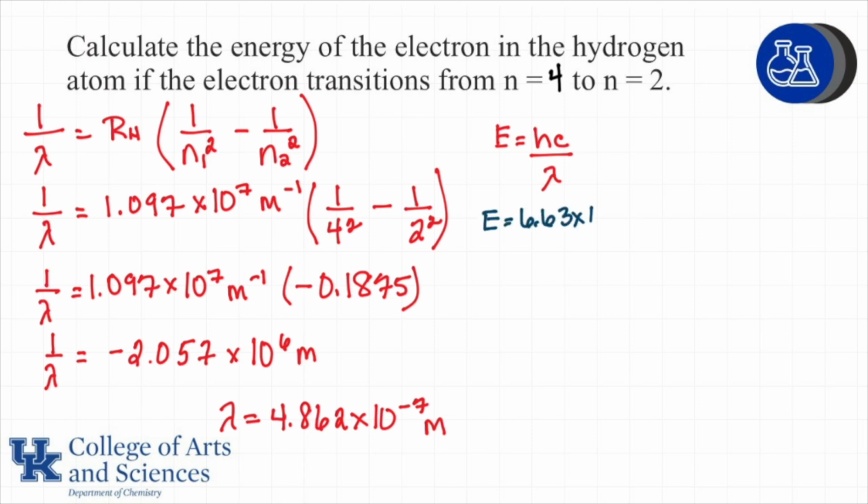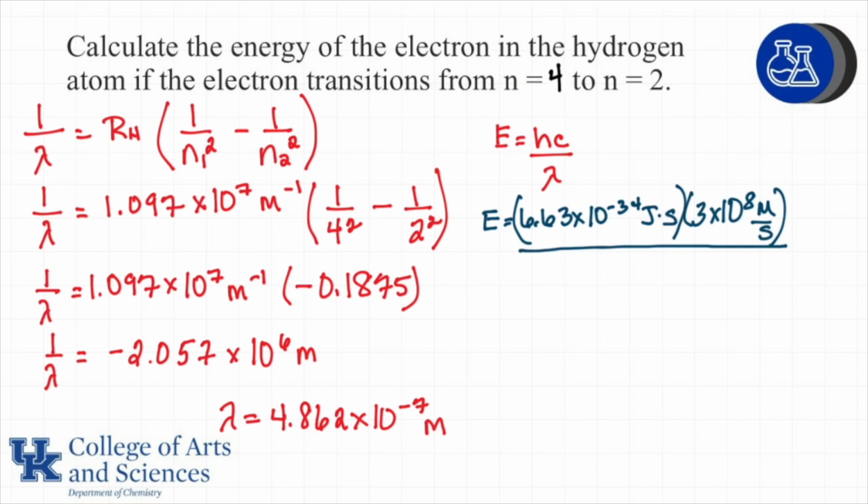E equals 6.63 times 10 to the minus 34th joule seconds, so that's Planck's constant, times the speed of light, 3 times 10 to the 8th meters per second, over lambda, our wavelength that we calculated, 4.862 times 10 to the minus 7th. And we can solve that and get 4.09 times 10 to the minus 19th joules.